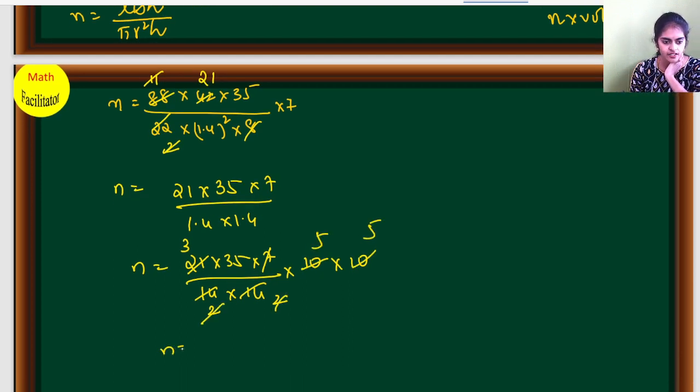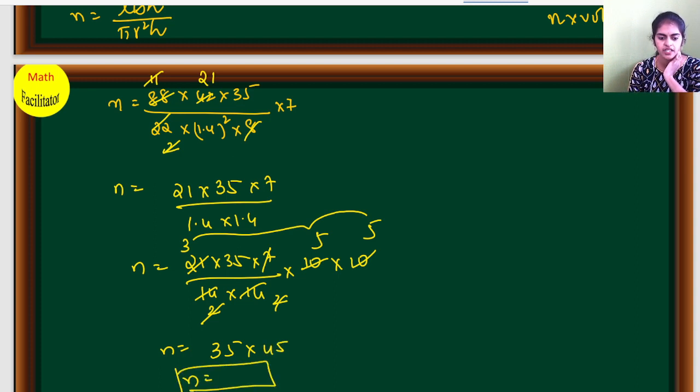So calculate this and see. n equal to 35 into 15, 5 threes are 15, 15 into 5, so 45, 35 into 45. These are the number of candles you get. Okay, so 1575, I think. Check the calculation once.